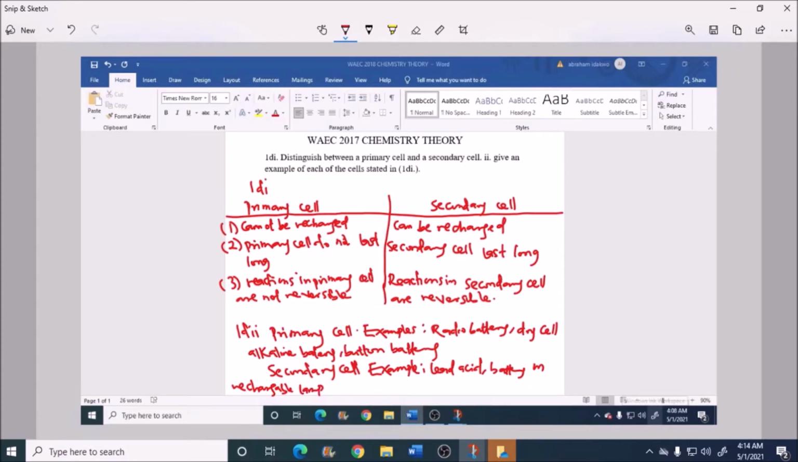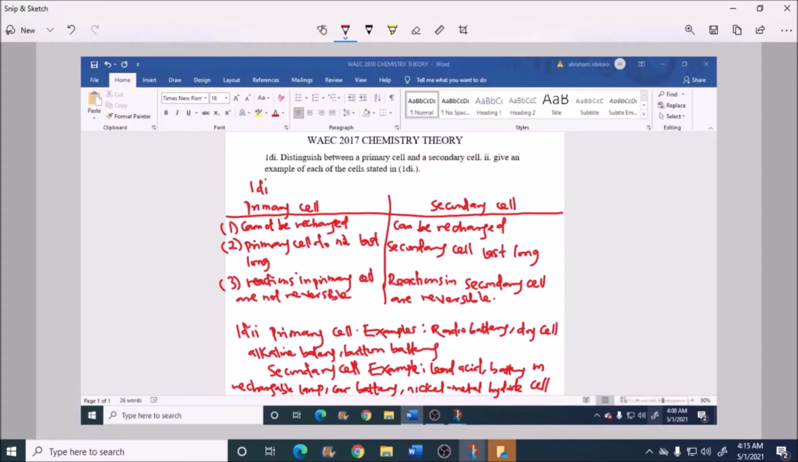So it's one of the examples of secondary cell. Then we still have car battery. Car battery is one of the examples of secondary cell. Then we have nickel metal hydride cell. Then don't forget that we have to give only one example of each of these cells, so you can just pick any one out of the examples.